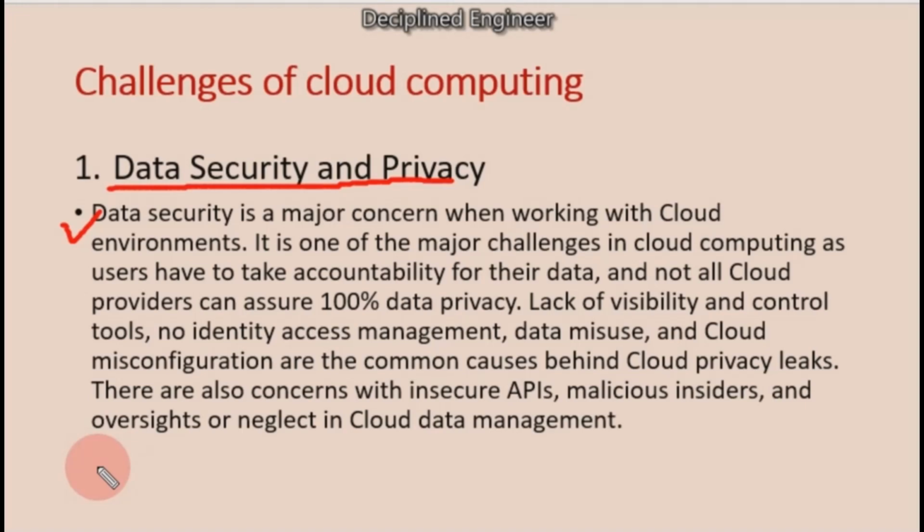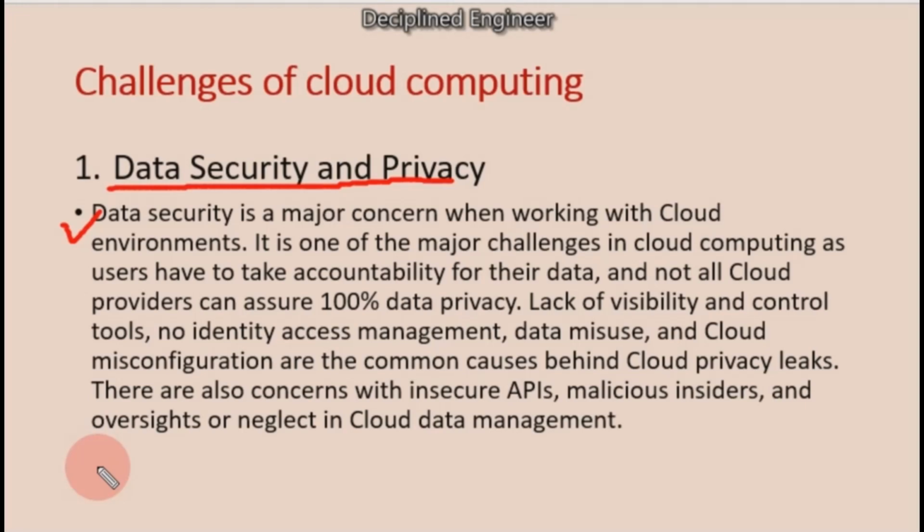There are several reasons why cloud privacy leaks can occur, including lack of tools to see and control your data, issues with managing access to your data, misuse of data, and mistakes in the configuration of your cloud settings. Other risks include insecure connections to the cloud, insiders who may intentionally harm your data, and carelessness or negligence in managing your data in the cloud. There are also concerns with insecure APIs, malicious insiders, and oversight or neglect in data management.